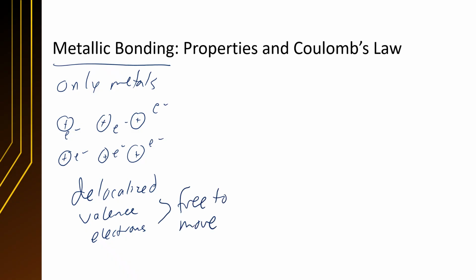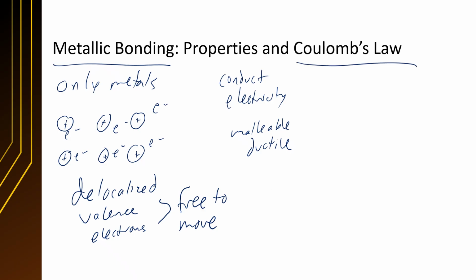This makes metals have particular properties. So they can conduct electricity as a solid. They become malleable and ductile, which we will talk about more next. They also tend to have pretty high melting points and boiling points because of that attraction between the positive ions and the negatively charged valence electrons. Metals are also governed by Coulomb's law.